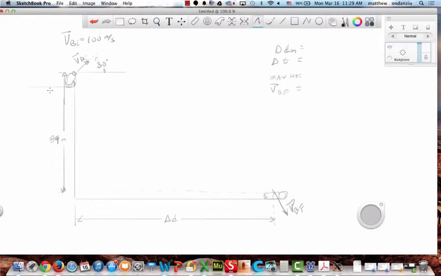Not even breaking it down. I know that I have what kind of motion? Constant acceleration. Okay, I have vertical and horizontal, and for the vertical motion, what do I have? Constant acceleration. For vertical, right? Because what's acting on it? Gravity. For the horizontal, guys, what do I have? Constant velocity.